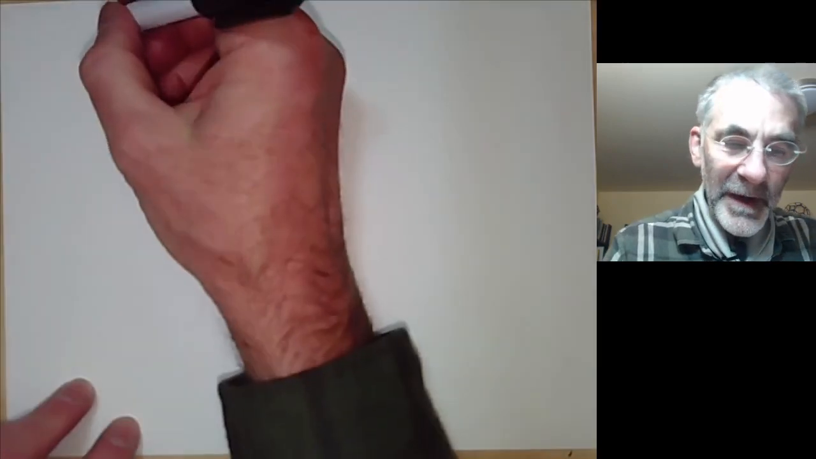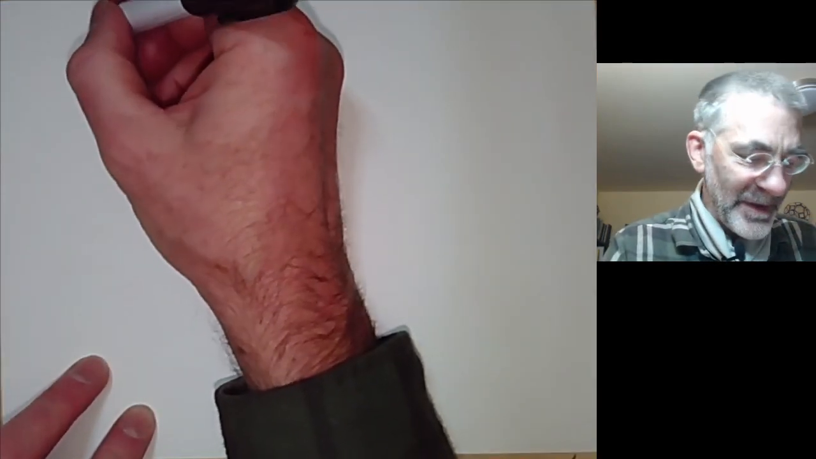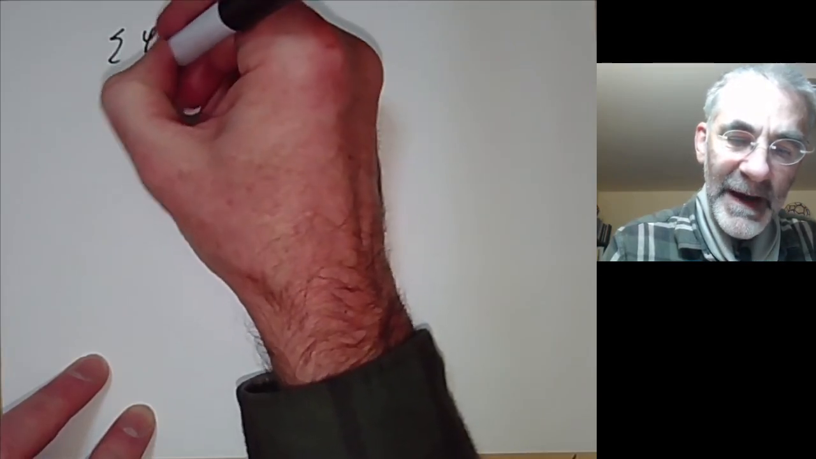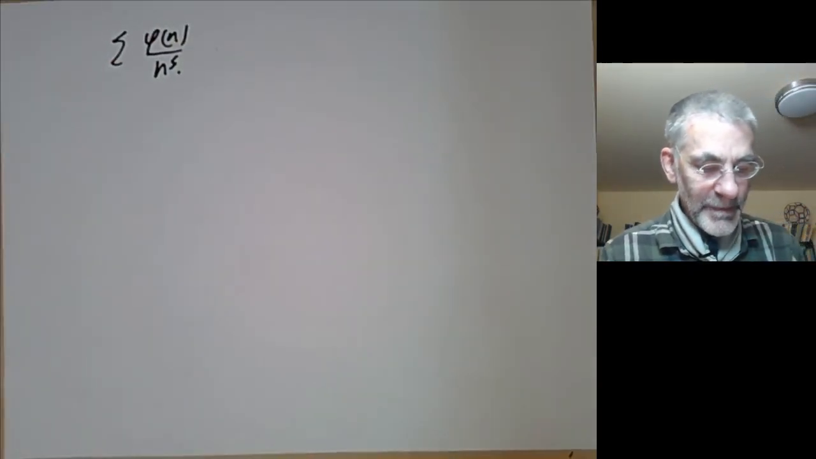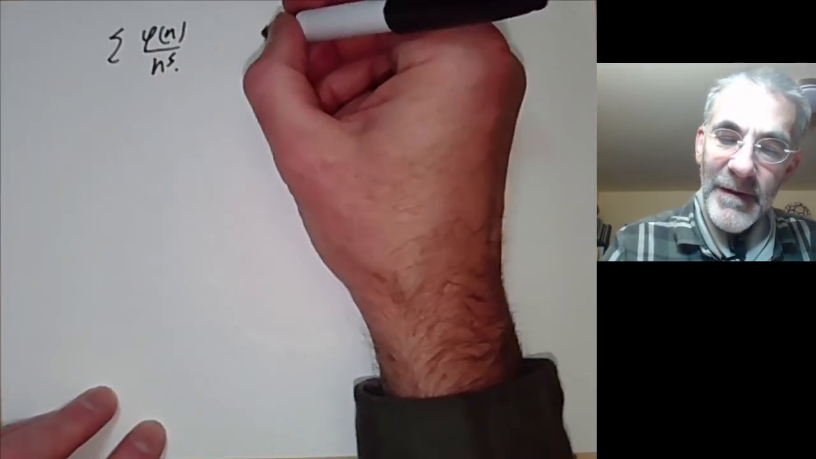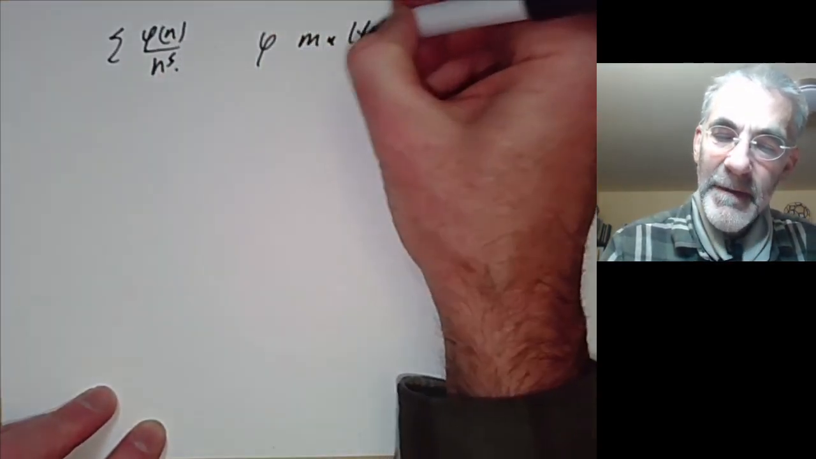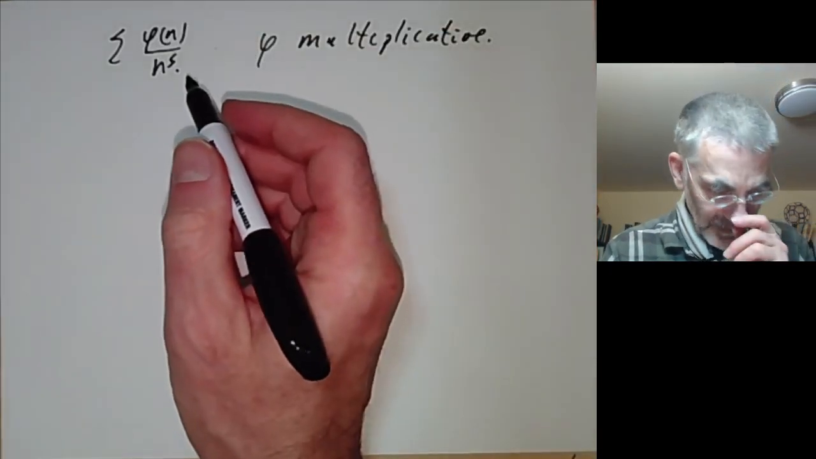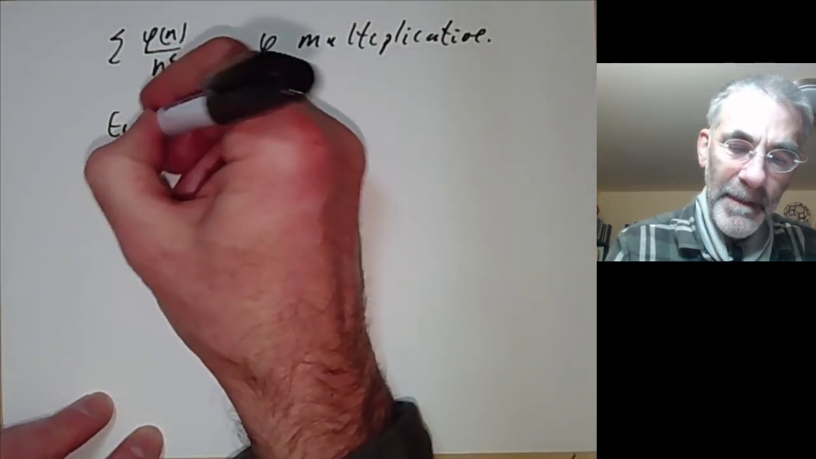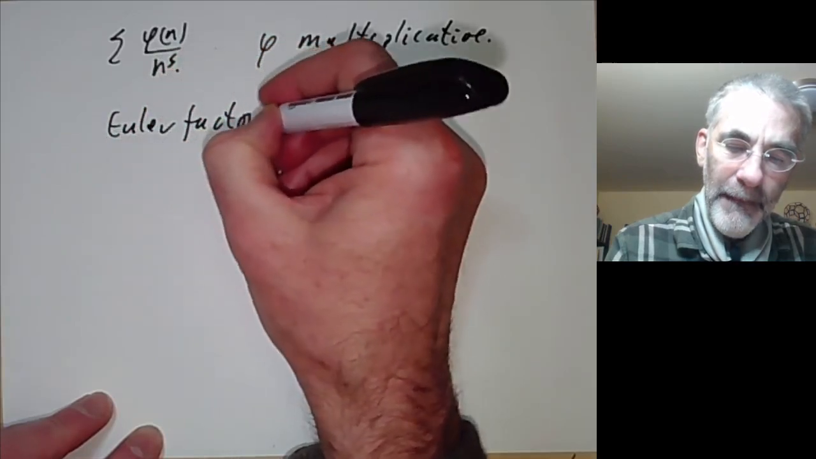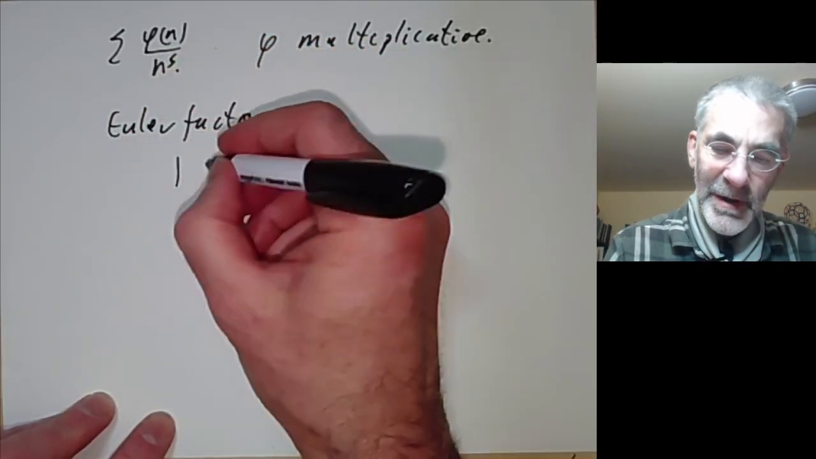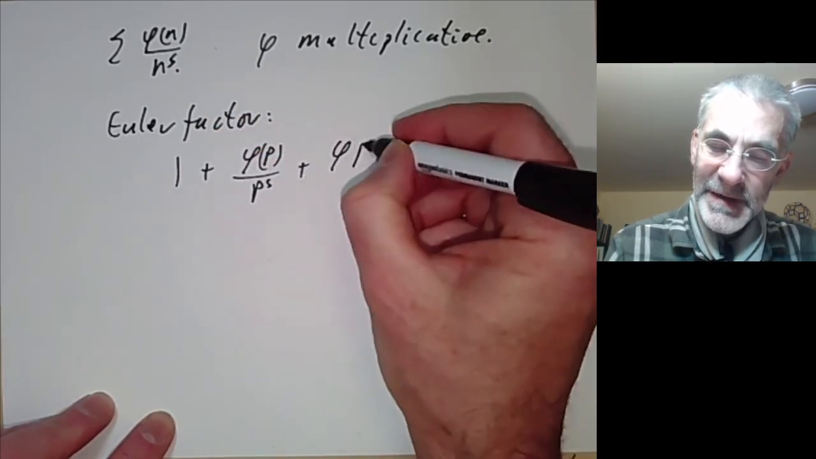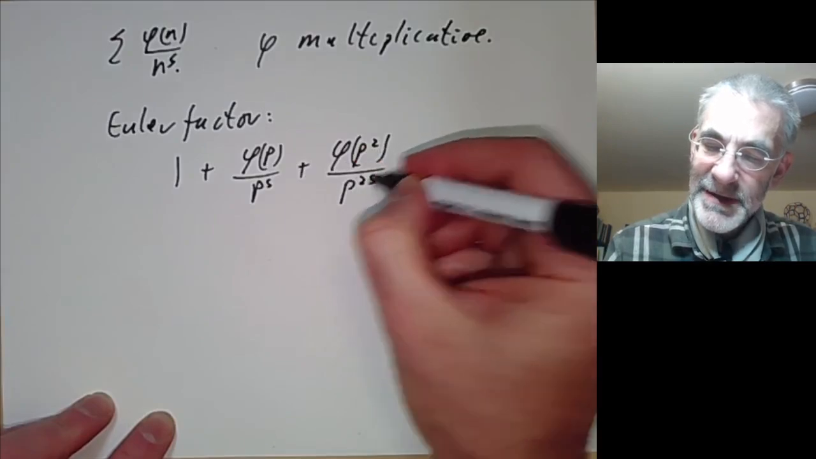Now let's look at another Dirichlet series. Let's look at the series sum of phi of n over n to the s. As usual, we notice that phi is multiplicative, so we want to work out the Euler factor. So the Euler factor is going to be 1 plus phi of p over p to the s plus phi of p squared over p to the 2s and so on.